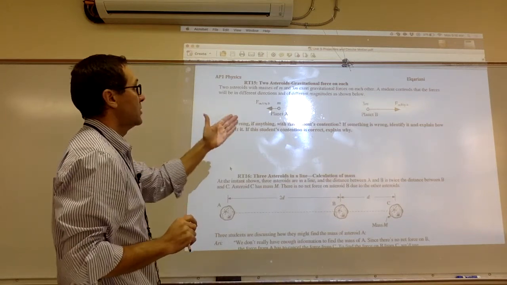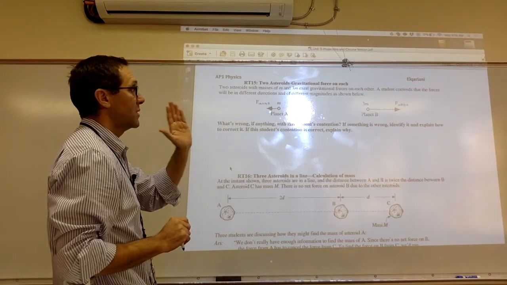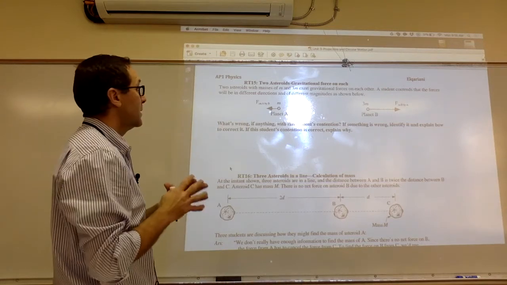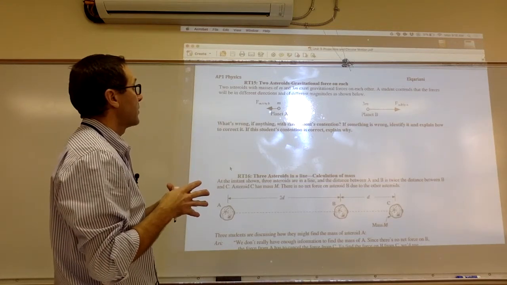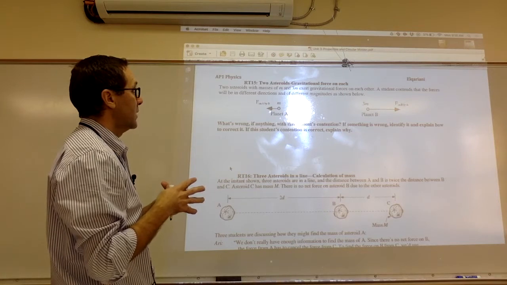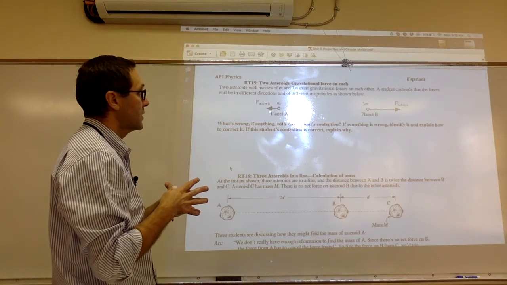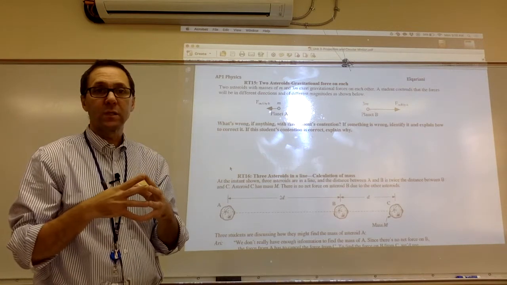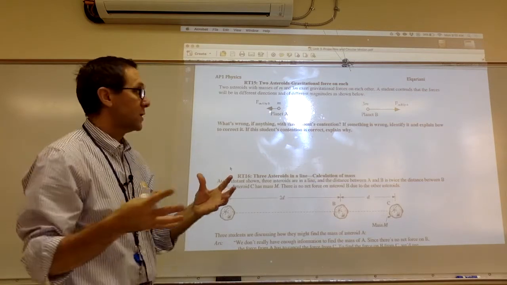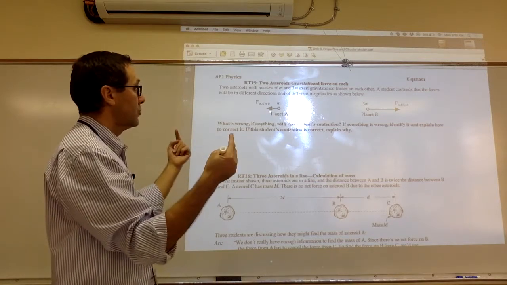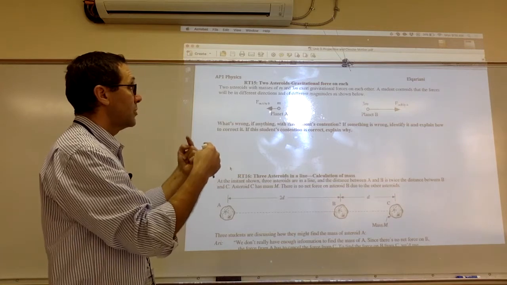So if A exerts a force on B, B has to exert the same exact force on A. And the other thing is that the gravitational force is an attractive force. It doesn't repel, right? So it's always attracting. So the arrow should be facing inward, and it should be equal in size.